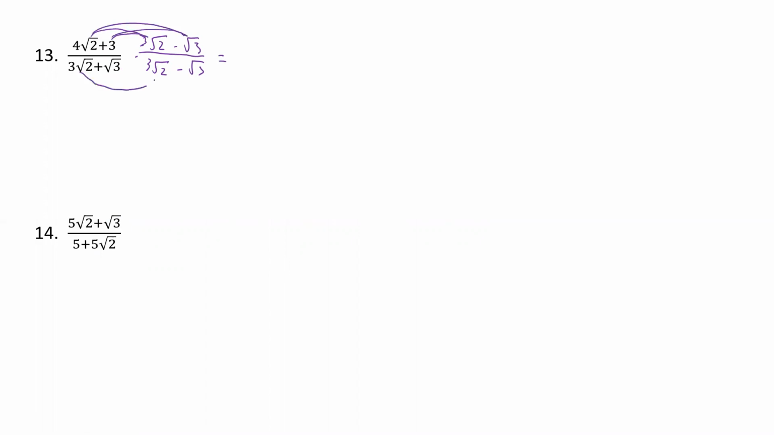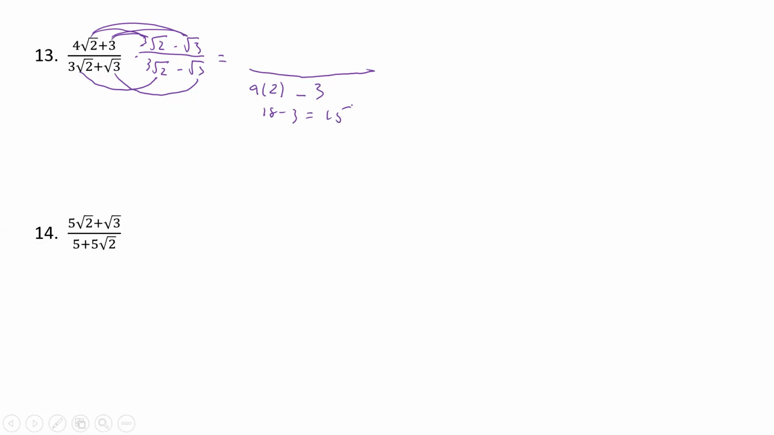And then the denominator, because they're conjugates, we can just do that first and last. And so let's do that. So 3 times 3 is 9. Square root of 2 times the square root of 2 is 2. And we have minus. Square root of 3 times the square root of 3 is 3. And so we have 18 minus 3, which is 15 in the denominator.